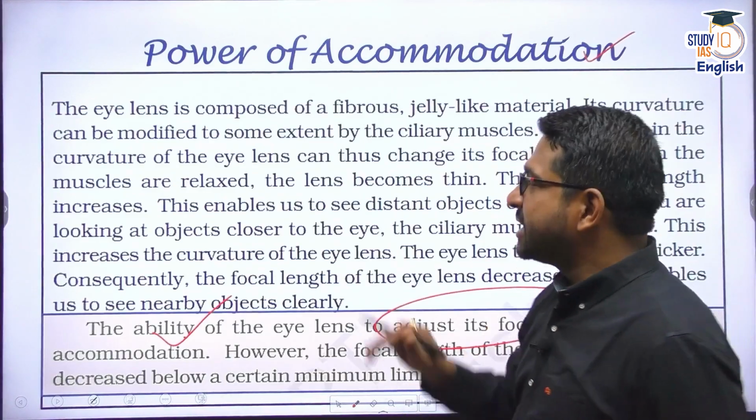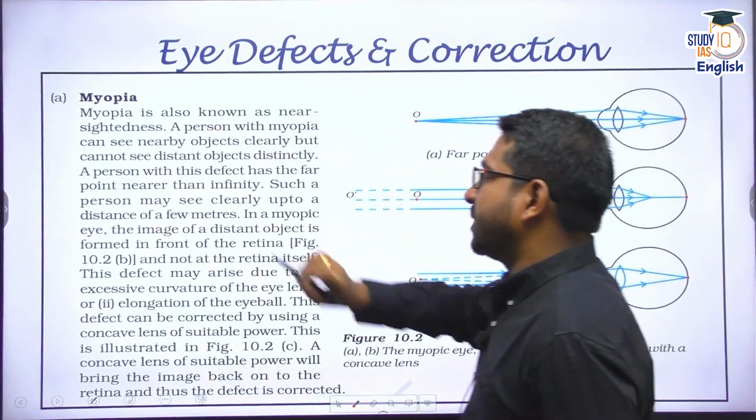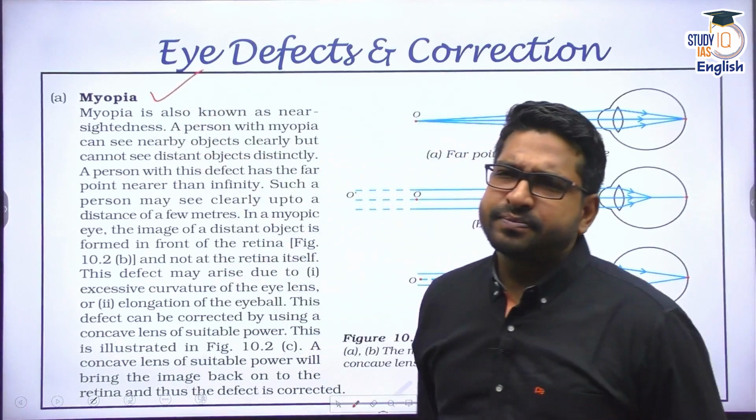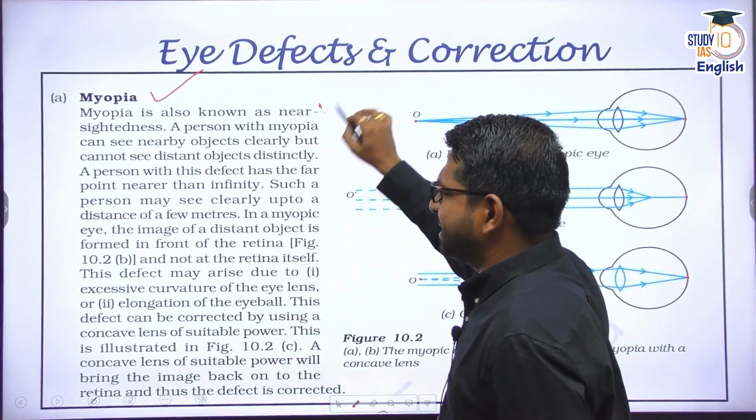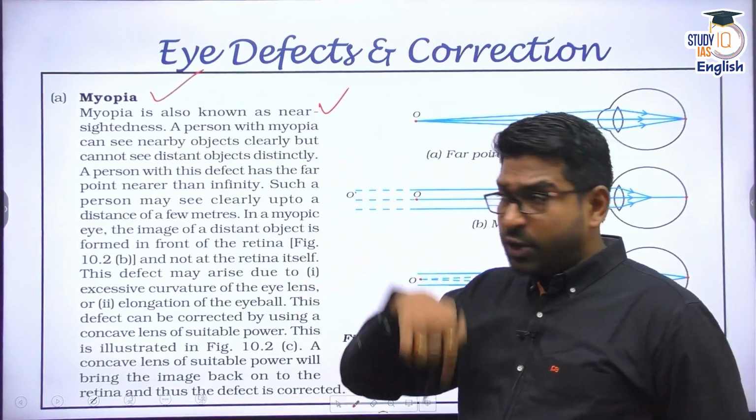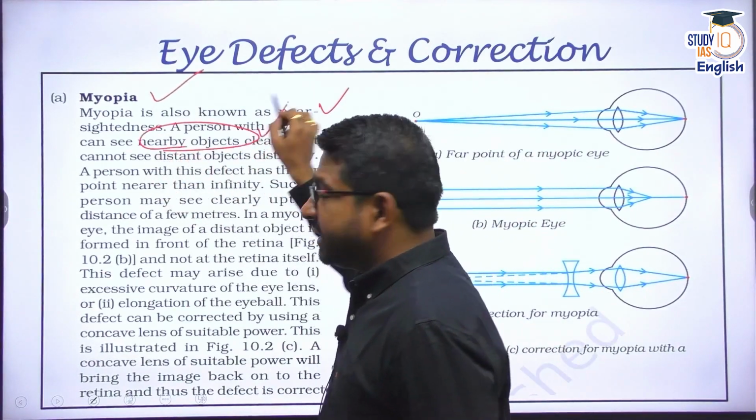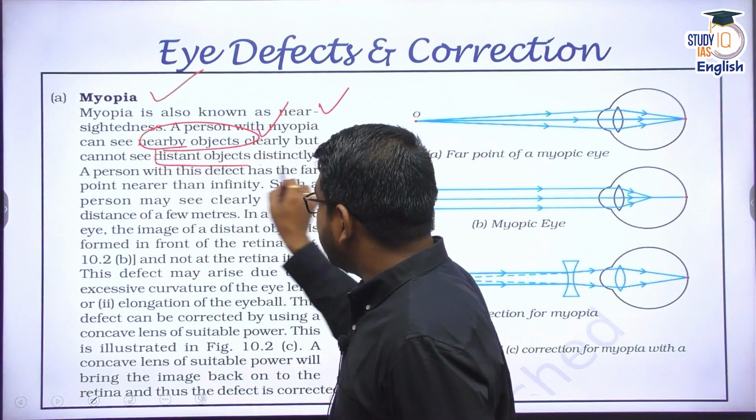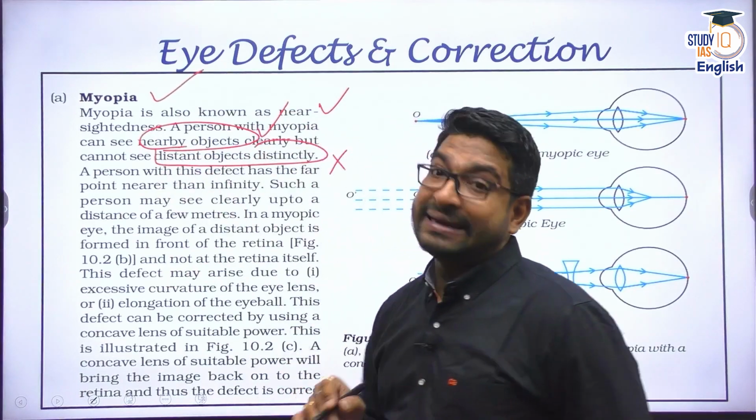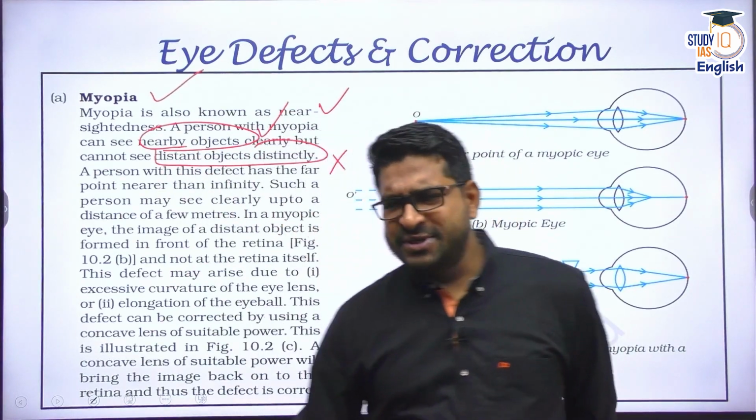Now what are these eye defects? We have an eye defect called myopia. Myopia is basically known as nearsightedness, meaning if a person has myopia, they can see nearby objects very clearly, but they cannot see distant objects clearly. Now this is very common, especially in youngsters these days.